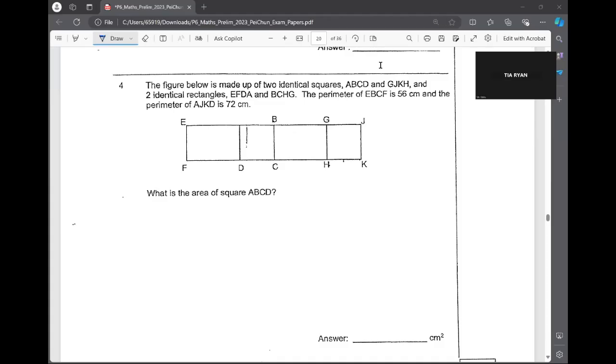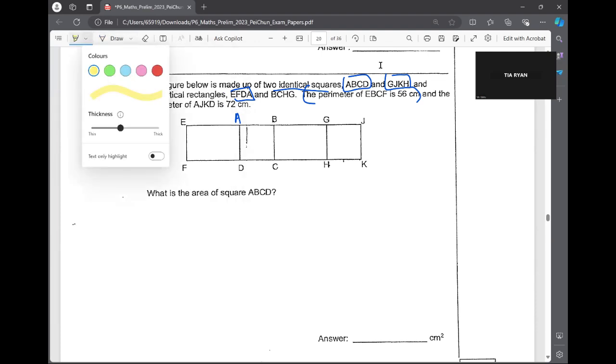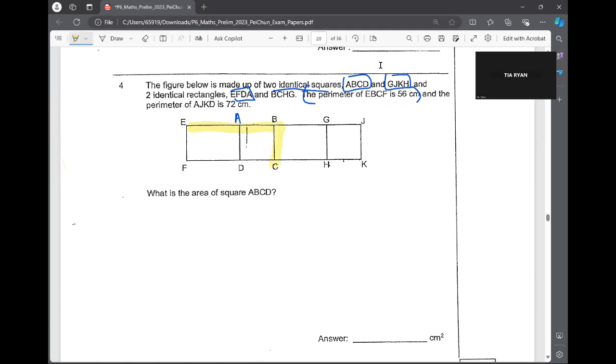All right, for this question, the figure is made of two identical squares ABCD and GJKH, and two identical rectangles, this must be ABHG and EFDA. The perimeter of EBCF is 56 cm. We can use the highlighter. EBCF over here would be 56 cm.